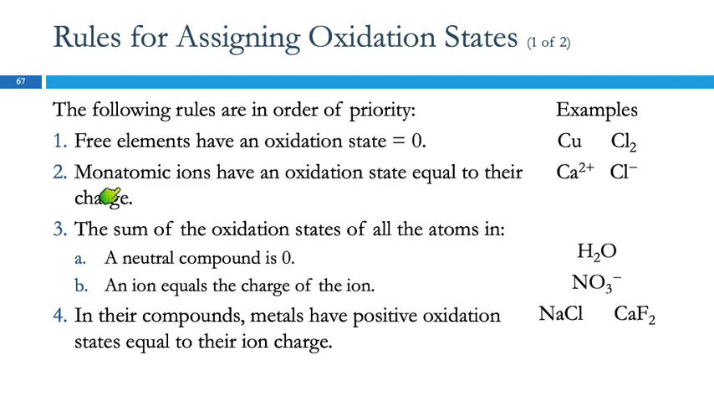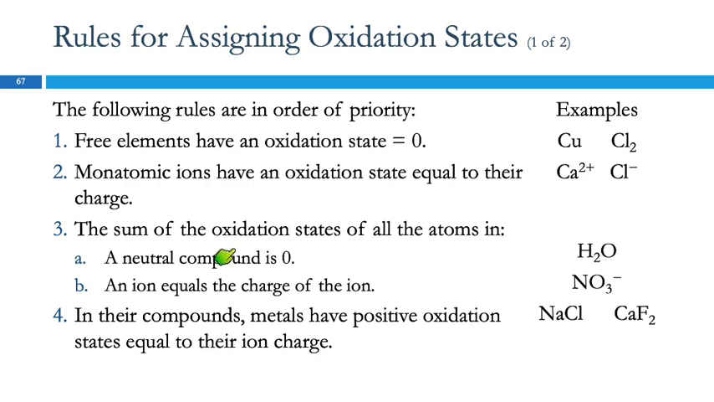If we have a monatomic ion, the oxidation state is the same as the charge. So calcium 2+, the oxidation state is the same as the charge. So this would be +2. For chloride, it would be -1.